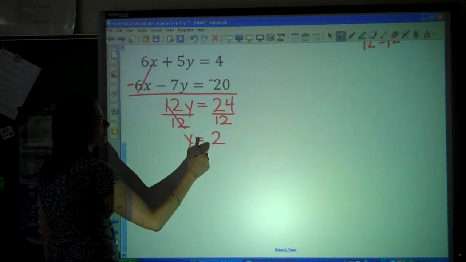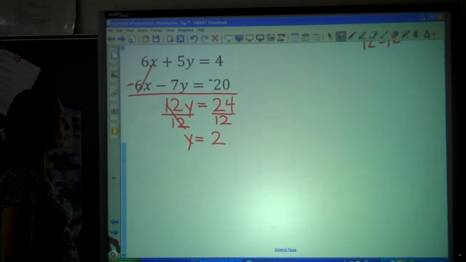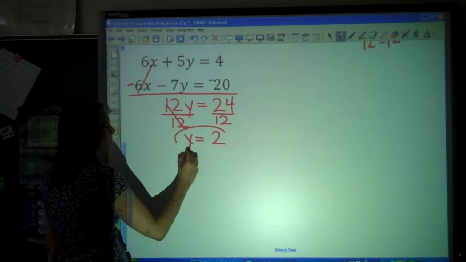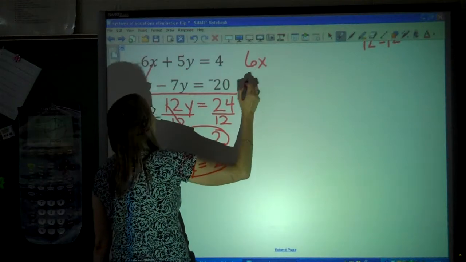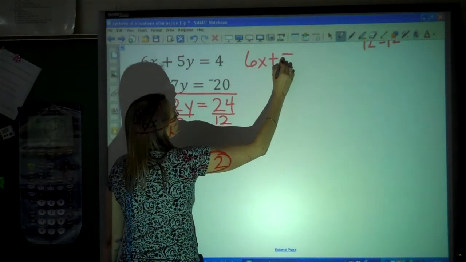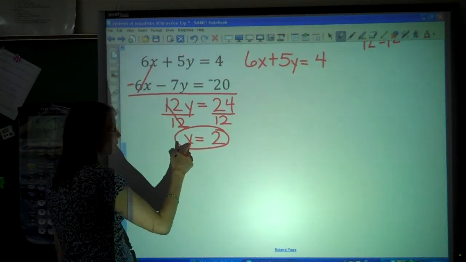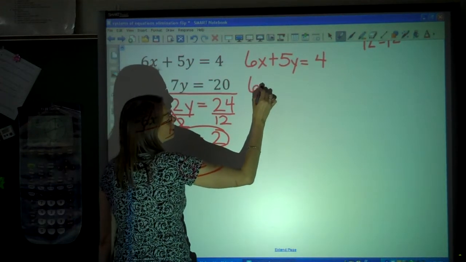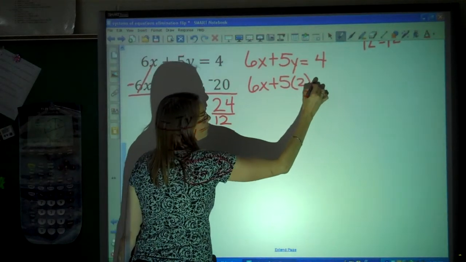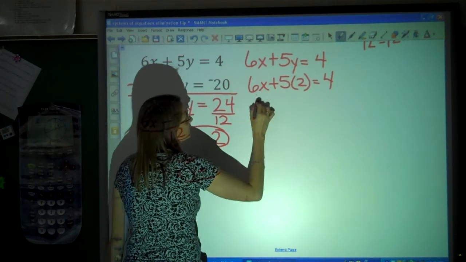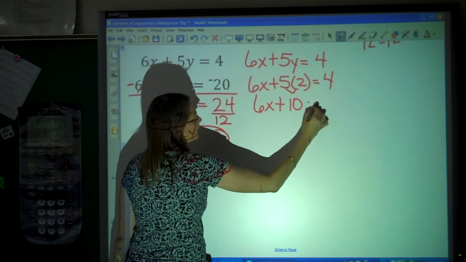And now I'm going to take this, plug it back into either equation. You can pick either one. We're going to substitute it back in to find out what the x is. I'm going to use my first one. I just like to use the first one sometimes. 6x plus 5y equals 4. We said that y is 2, so 6x plus 5 times 2 will equal 4. 6x plus 5 times 2 is 10 equals 4.